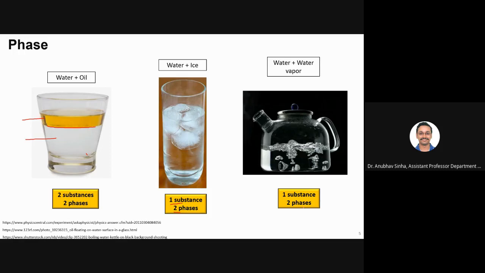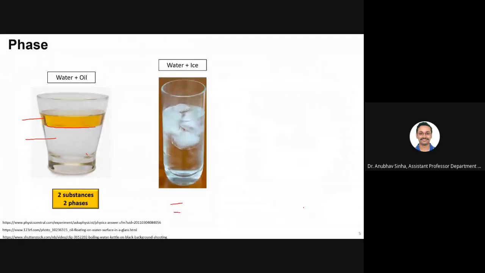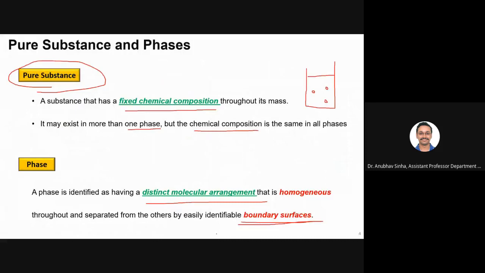Okay, so this is like one of the most basic slides of this chapter. If you are clear with this, then you will be having an easy time. Otherwise, there's a lot of confusion in this chapter. Can you show the definition of phase again, sir, please? Okay, sure. So this is the definition. So phase is identified as having a distinct molecular arrangement, okay, which is homogeneous, and two phases are separated by a boundary surface. So that is what we see for oil and water. And pure substance, I hope you are clear with.